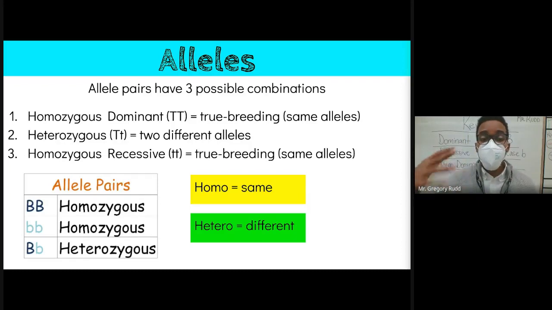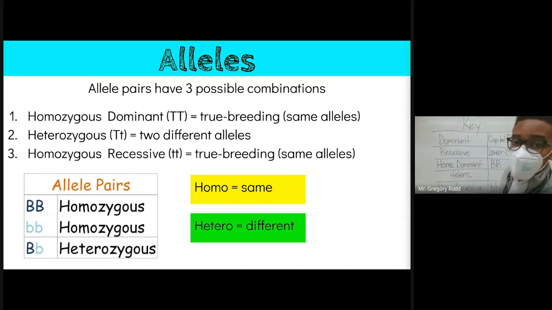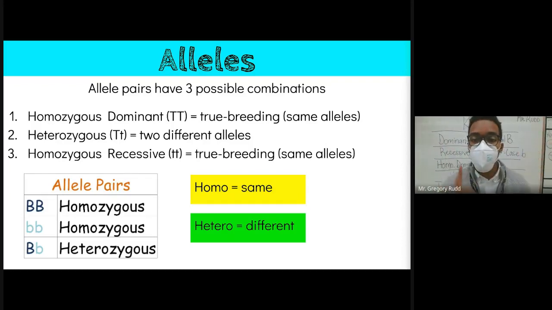But of course, the third possible combination is that I get one dominant allele from one parent and the other parent gives me a recessive allele. So the alleles are different. One is dominant and one is recessive. The prefix that means different is hetero. So this term heterozygous means I've got one dominant allele and one recessive allele. In this case, with our example, that means one capital B and one lowercase b.